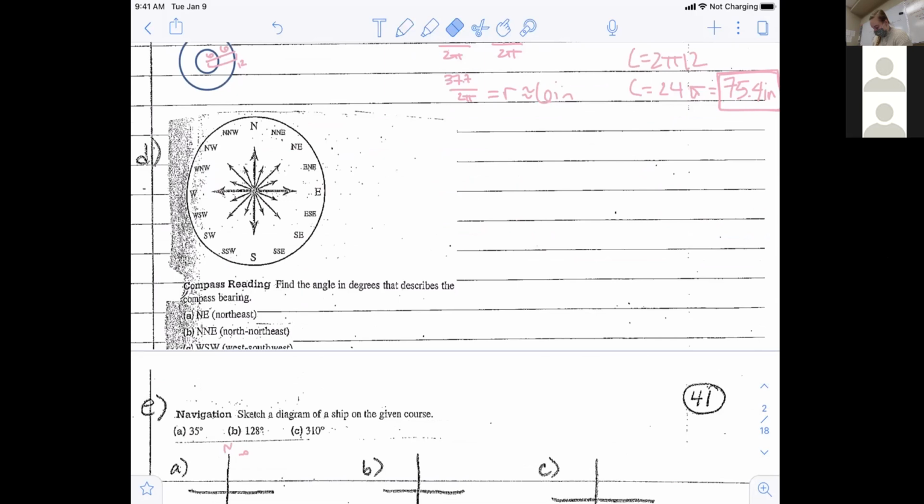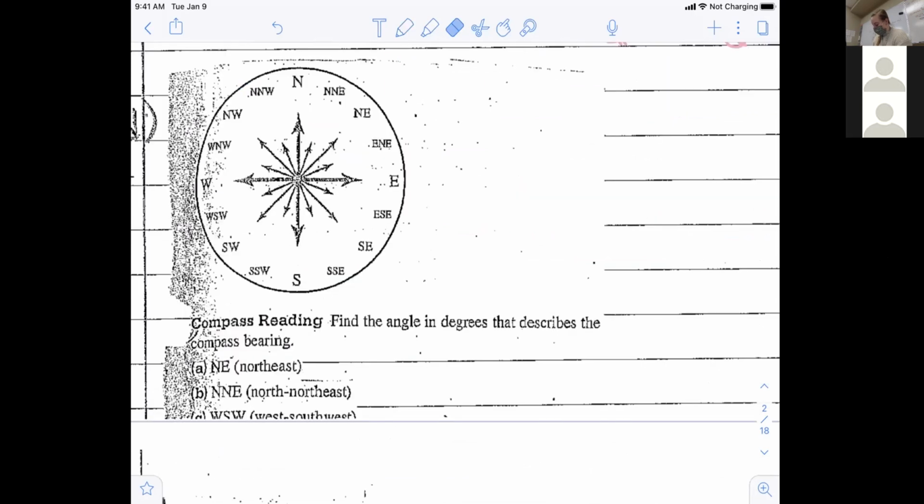Let's do D and E and then we'll go to 1. All right, we got a compass. How many of you have read a compass? Does anyone do scouts and read compasses? Compasses are not super relevant anymore in our lives, but it's important for us to talk about it. I would be remiss if you graduated high school and never saw a compass and understood what that was. So we have our compass.